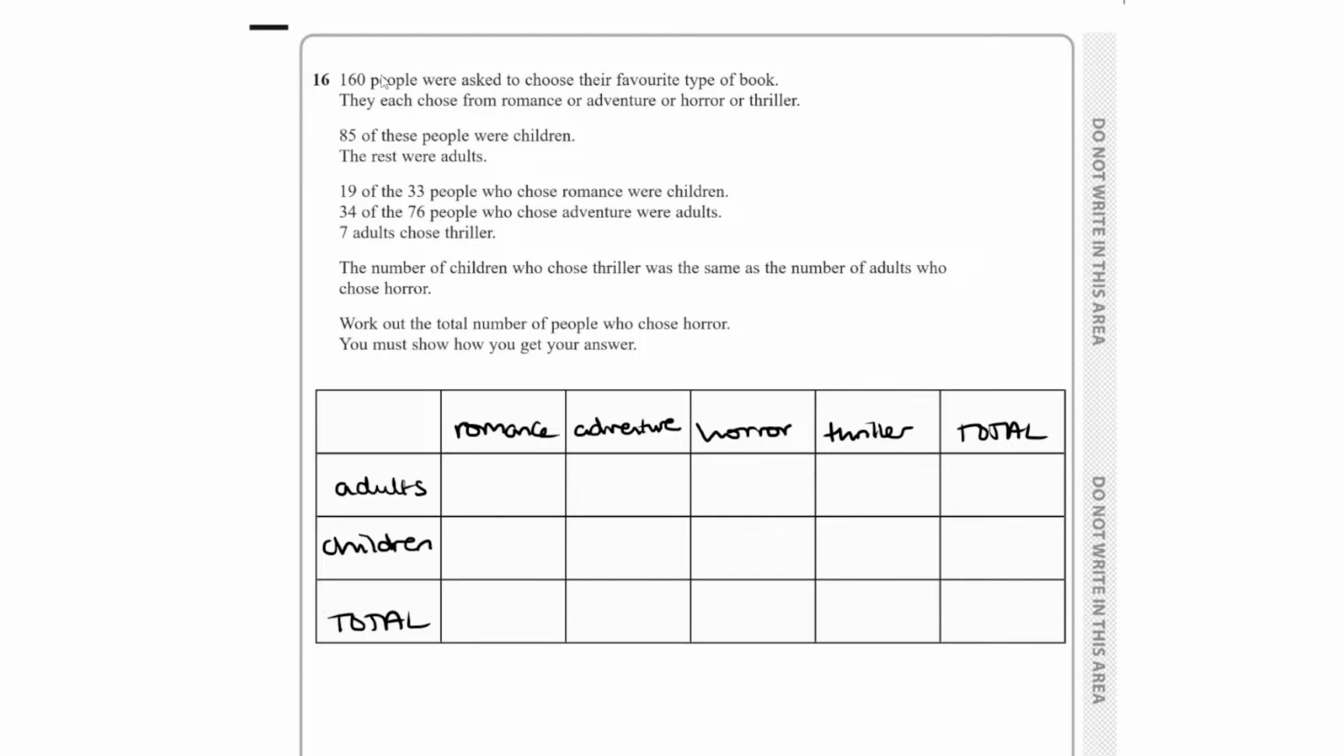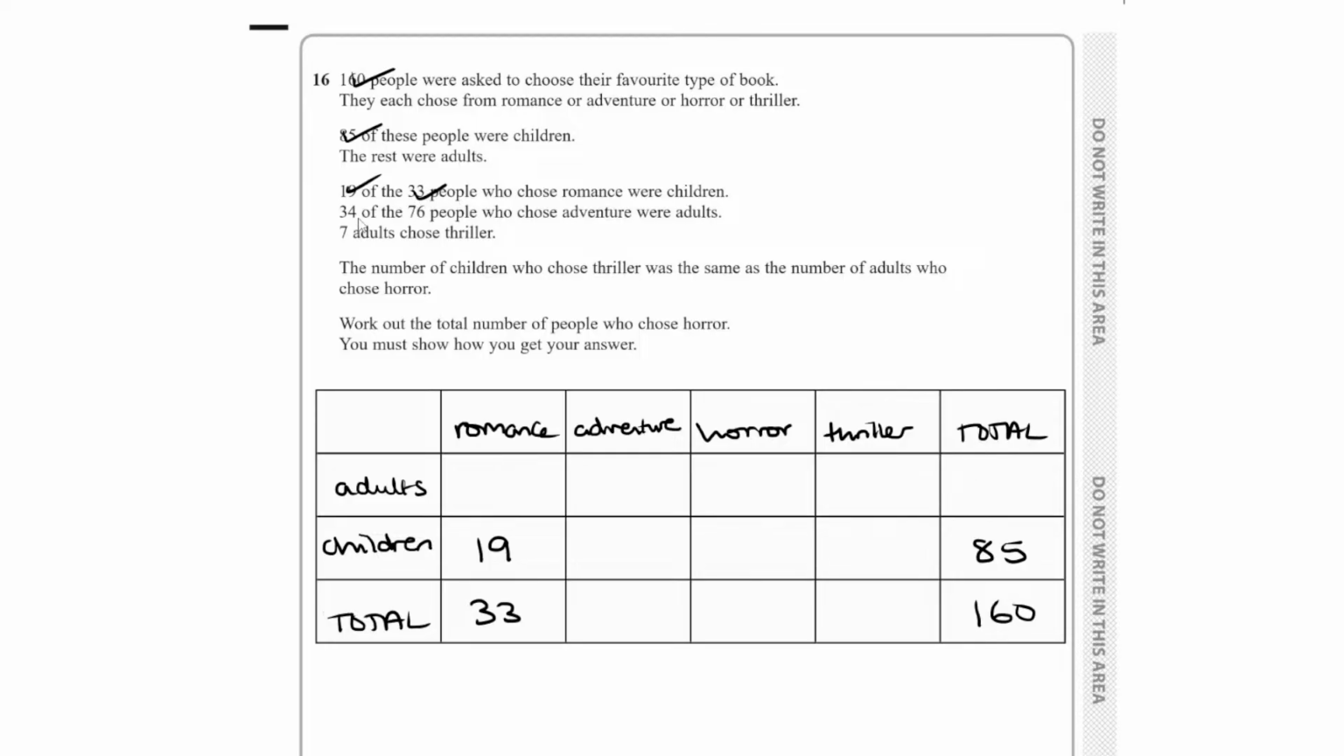Now I'm going to read through the information. First of all, they did say there were 160 people in total. So that's the total on both ends, isn't it? Total here, 160. Tick that off. Then it says 85 of these people were children. So in the total for children along here, 85 were children. So you can tick that off. 19 of the 33 people who chose romance were children, right? So 33 people chose romance, so that's the total for romance, but 19 of them were children. Tick, tick.